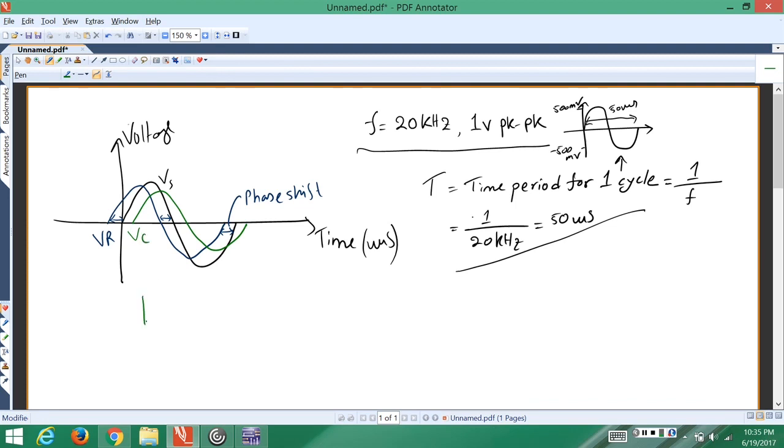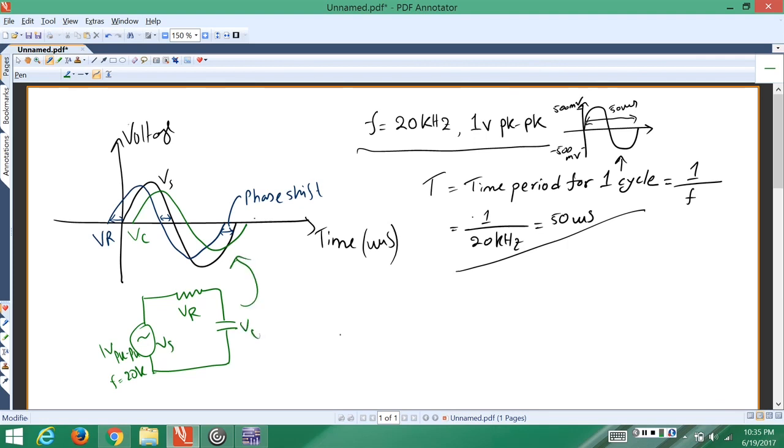So this is what we are expecting out of a circuit like this, where you have the resistor in series with the capacitor, connected to the AC source giving out 1 volt peak to peak with a frequency of 20k. And once you measure VR, Vs and Vc, that is how they should look.